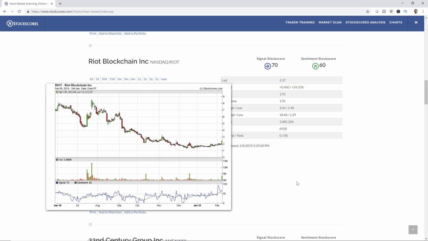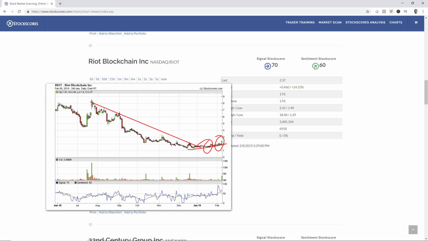So Riot Blockchain, of course, related to cryptocurrencies and that sort of thing. What I like about it is the pattern. We had a long downward trend there. The downward trend was broken. We've been building some rising bottoms, and then on Friday we made that breakout through short-term resistance.